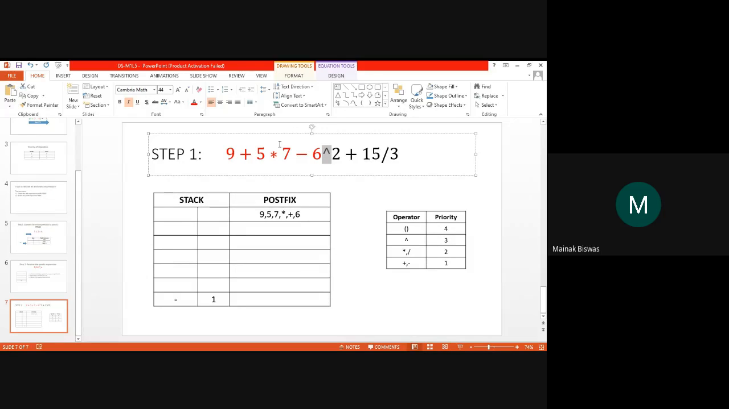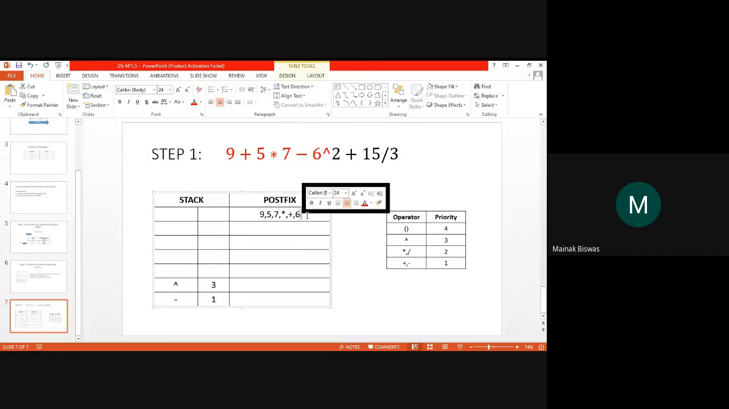So pushing and popping depends upon the priority. If it is higher, it has to be pushed. If it is not higher, that is the same or lower priority, then the stack has to be popped. In this case, since it is higher, we push it over subtraction. Then the expression that we handle is 2, so it is added to the postfix expression.